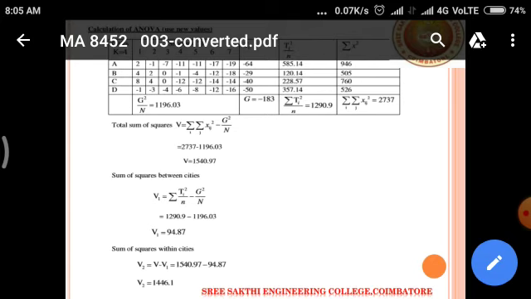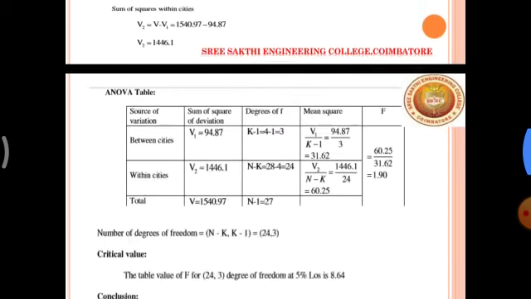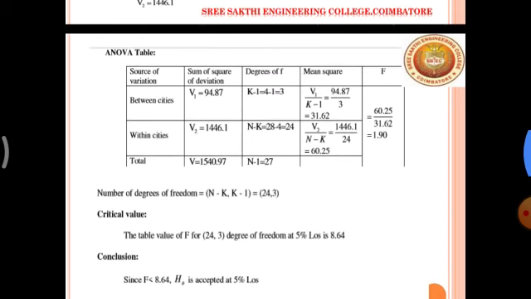The sum of squares within cities, or sum of squares for rows, that is SSR. We get the new solution, that is 144.46. Again, using another table: the source of variance, sum of squares of deviation, degree of freedom, mean square, then F. Okay, number of rows minus 1, we get the degree of freedom for rows.